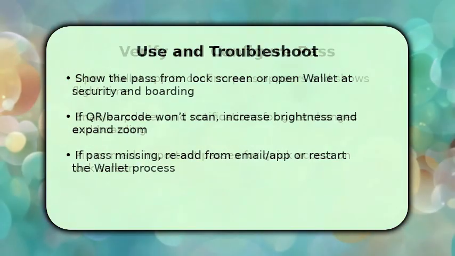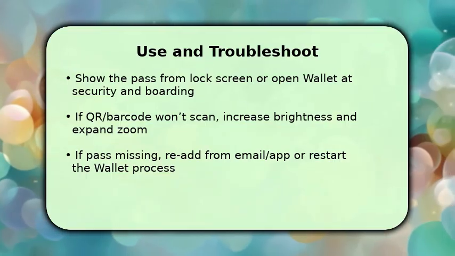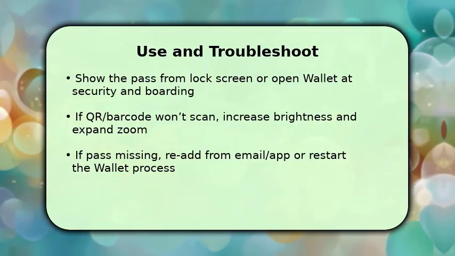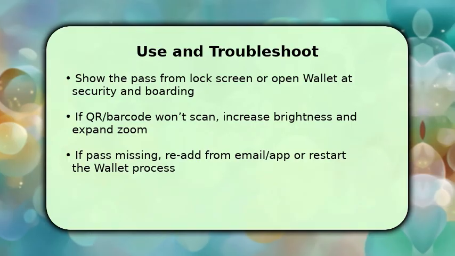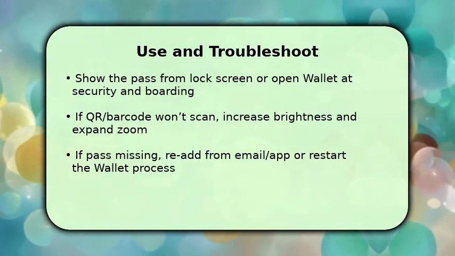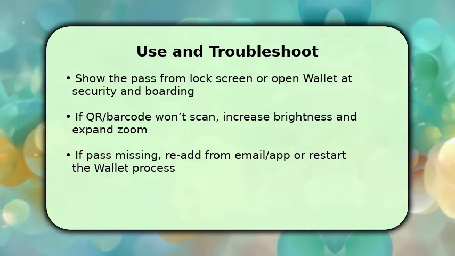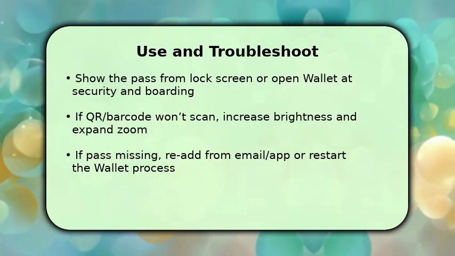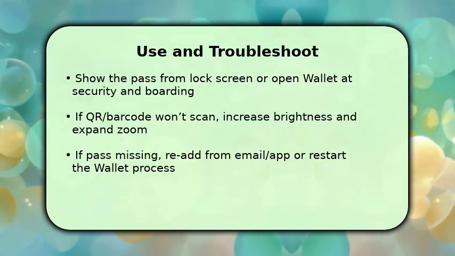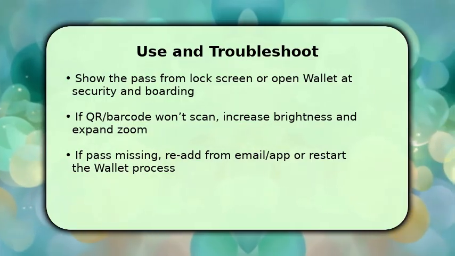Do that now. At the airport, present the wallet pass from your lock screen or open Wallet and tap the boarding pass. That's how you get scanned quickly. If the barcode or QR code won't scan, increase screen brightness and remove case glare. You can also use pinch out to enlarge the code. If the pass disappears, return to the Airline app or email and re-add the pass, or restart your phone to force Wallet to refresh. This usually fixes sync issues.